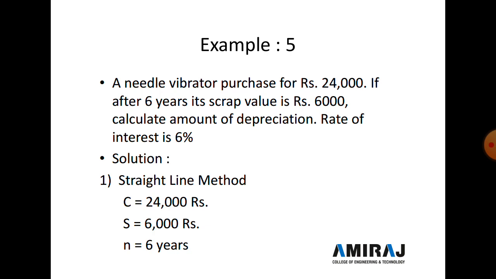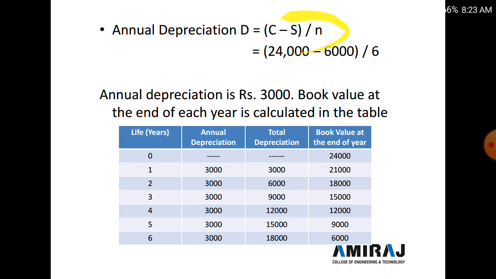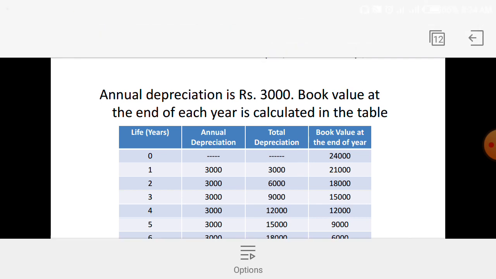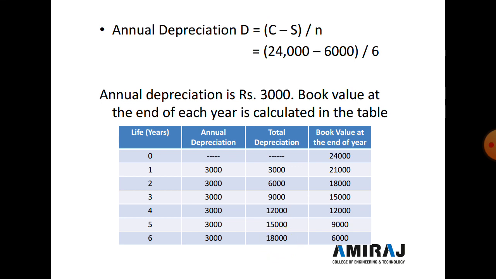So here first we use the straight line method. D is equal to (C minus S) divided by N. So C is 24,000 minus S, the scrap value, 6,000, divided by N, the years. So the annual depreciation is rupees 3,000. The book value at the end of each year is calculated in a table. We purchase the needle vibrator at 24,000, and the annual depreciation every year is 3,000. So total depreciation is 3,000, then 3,000 plus 3,000 is 6,000, 6,000 plus 3,000 is 9,000, 9,000 plus 3,000 is 12,000. Similarly, up to the 6th year total depreciation is 18,000.